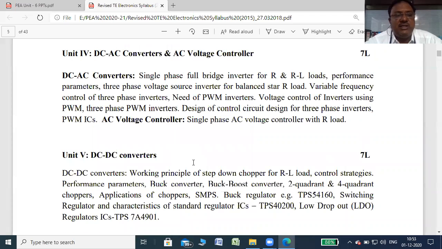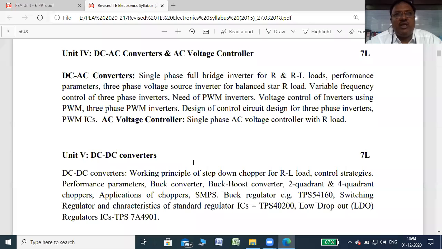Then we have seen DC to AC converter, also called an inverter. At the start of this unit, I mentioned the main aim of this unit, because the inverter is not only used at your home for emergency purposes, but the main aim of the inverter is to convert single phase or three phase line frequency to variable frequency.